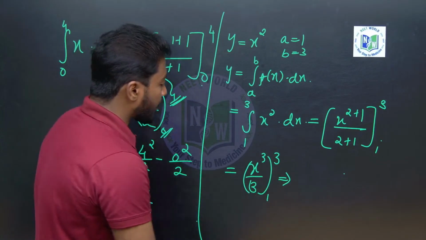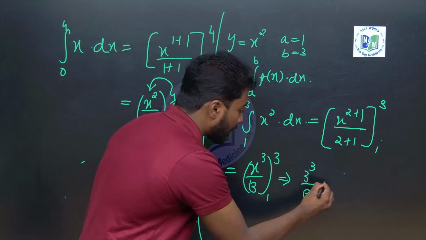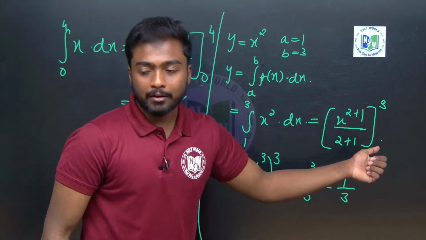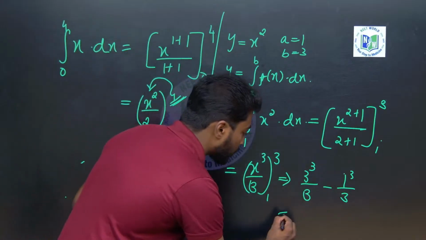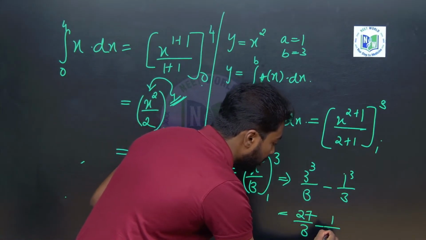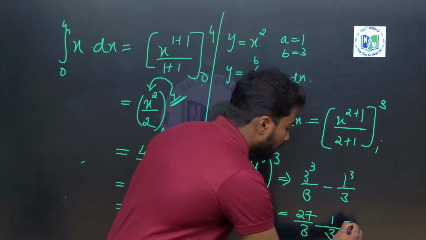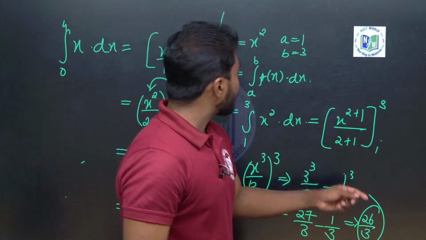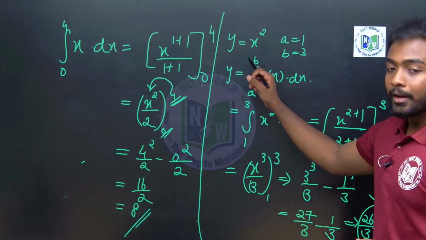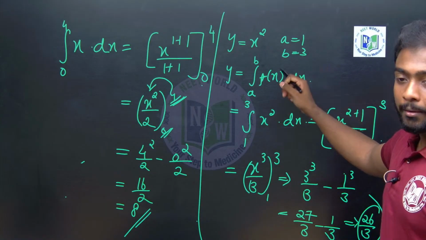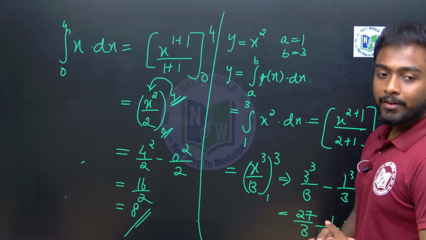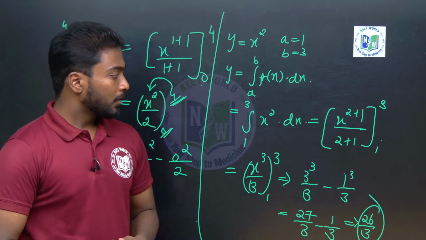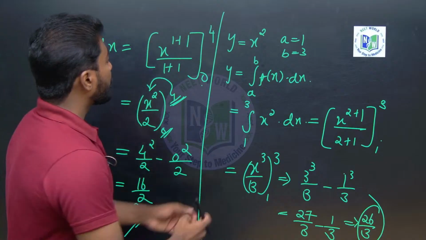So the final answer will be 3 cube by 3 minus 1 cube by 3. So 3 square is 9, 9 into 3 is 27. So 27 by 3 minus 1 by 3, which is nothing but 26 by 3 is the final answer. You will get the answer for y is equal to x square, the limits from a is equal to 1 and b is equal to 3, as 26 by 3. So this is about the second question.